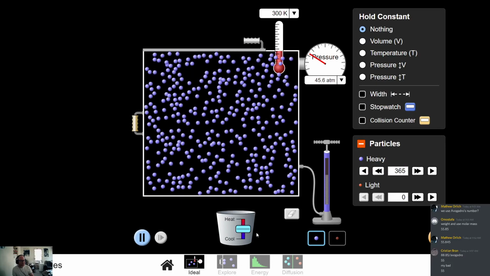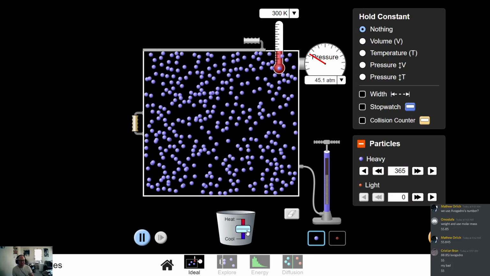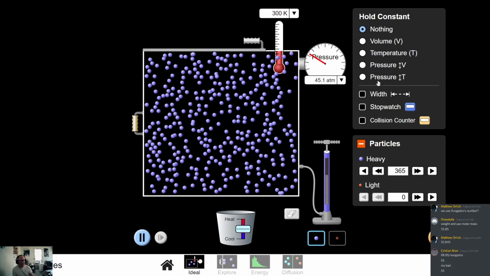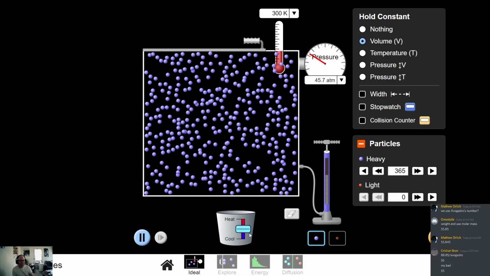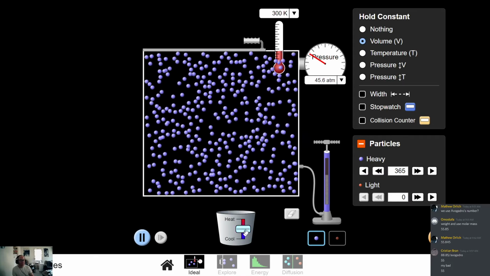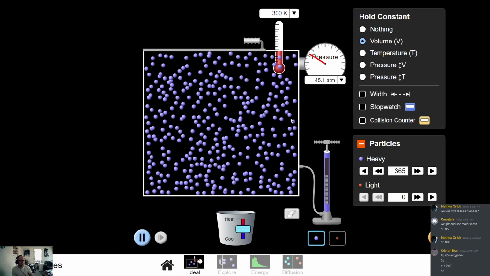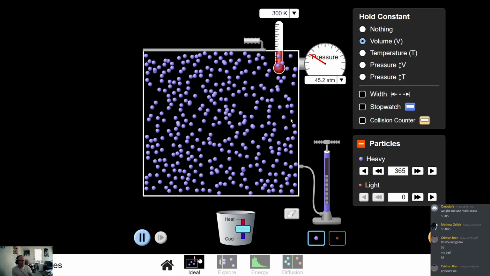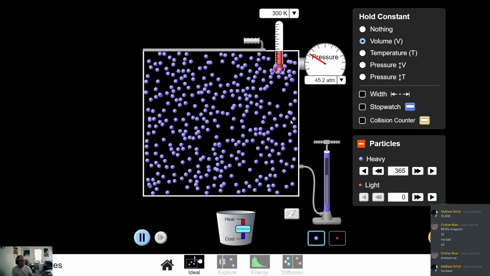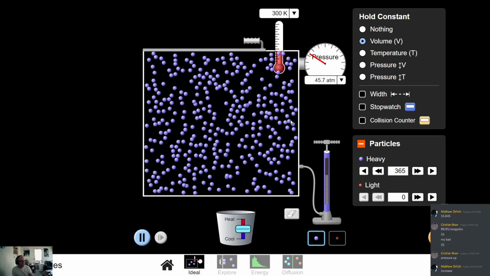Okay, let's make some really quick predictions right here. Let's hold the volume constant for now. What do you think is going to happen if I heat it up? What's going to happen to the pressure? What's going to happen to the temperature? Should be pretty obvious. Pressure is going to go up. Yep. Both should increase, right?